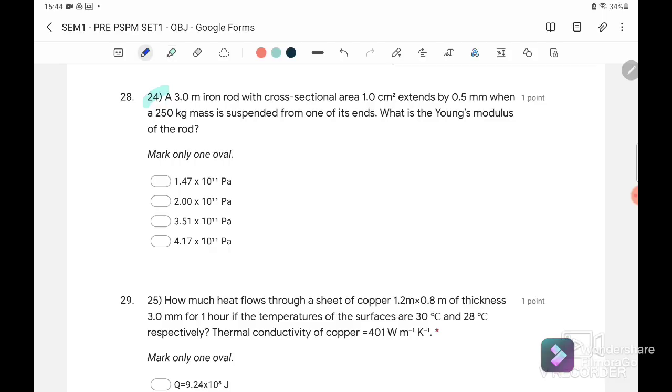Next question, question number 24. Question number 24 is a 3 meter iron rod with a cross-sectional area of 1 cm squared. You need to convert 1 cm squared into meter squared, where cm is 10^-2, but because of the square it becomes 10^-4. It is extended by 0.5 mm when a 250 kg mass is suspended from one of its ends. What is the Young modulus of the rod? Young modulus is equal to stress over strain, where stress is F over A, and strain is elongation over original length.